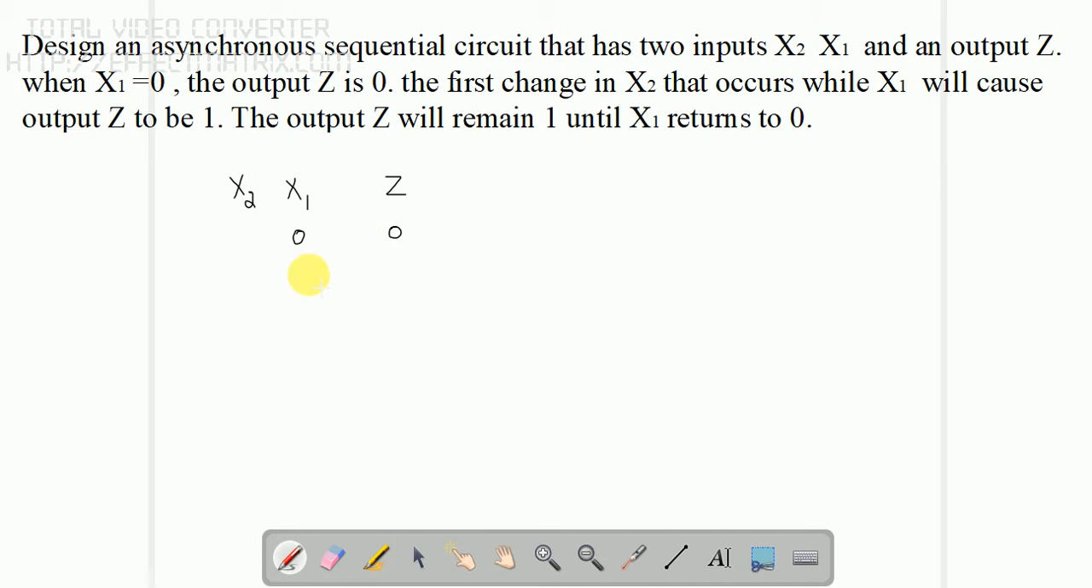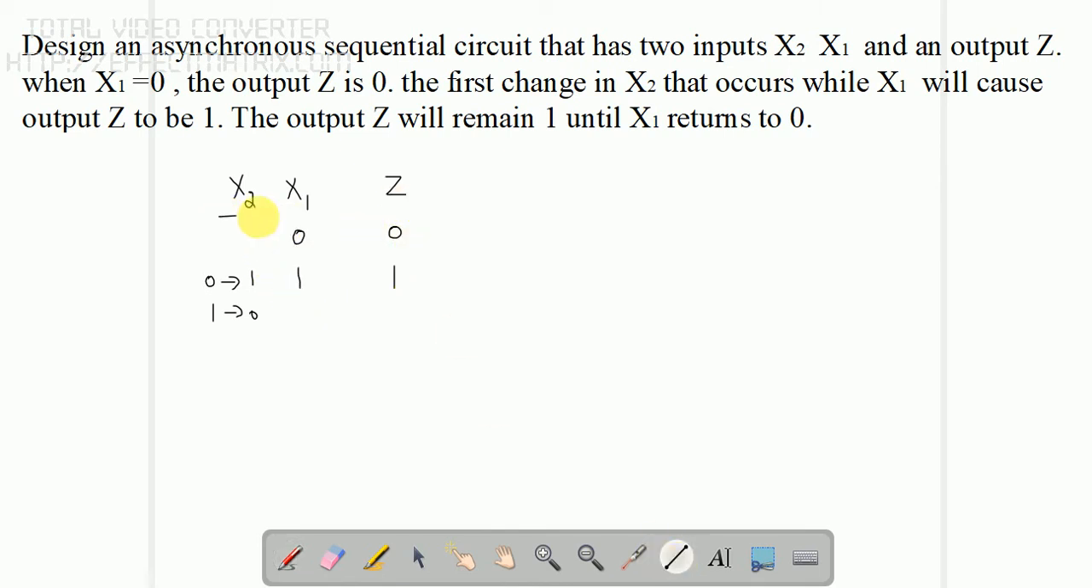When x1 is equal to 1, whatever the change in x2, that is either 0 is converted to 1 or 1 to 0, my input x1 is 1, then automatically z is equal to 1. Unless x1 returns to 0, my output remains at 1. So this is the given condition.